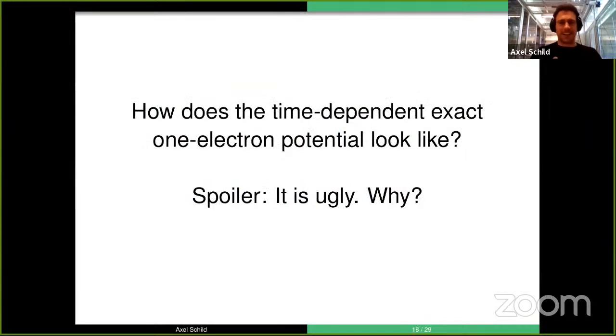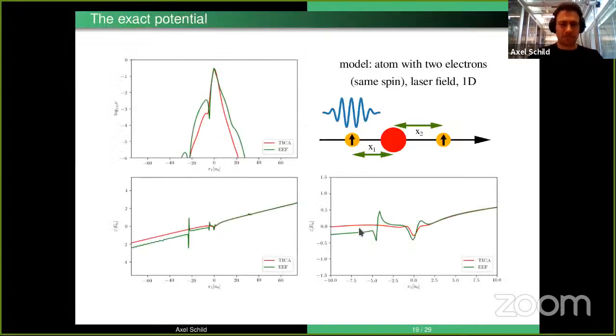Okay, so now let me show you the potential. And I told you it's ugly. Now, it's for a very simple model. The model is just one atom. You have one nucleus, and you have two electrons. Again, it's important, these are same spin electrons. So you have an anti-symmetric wave function.